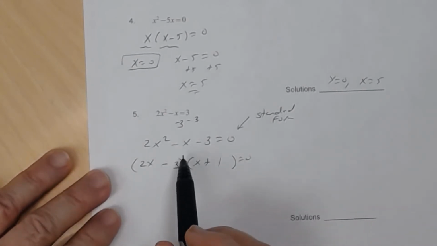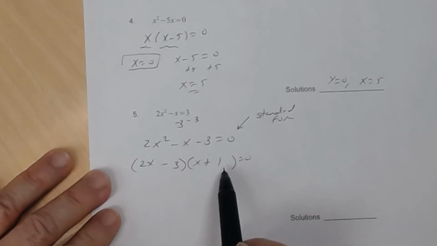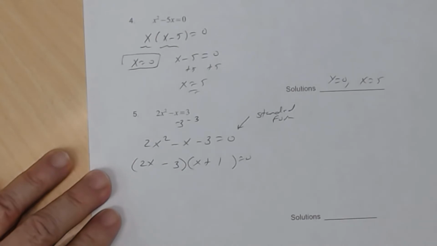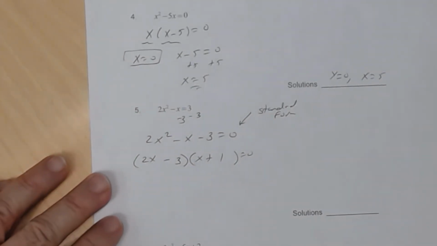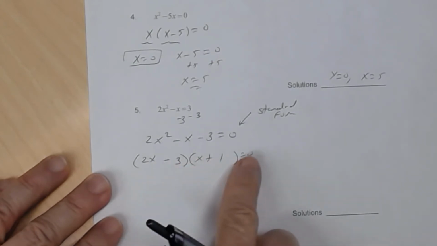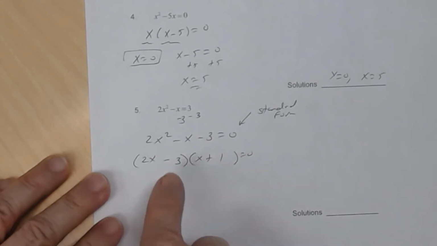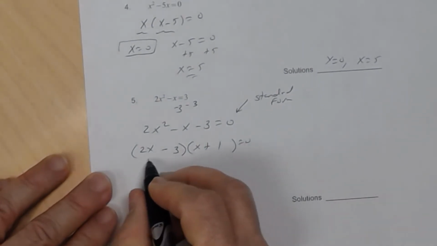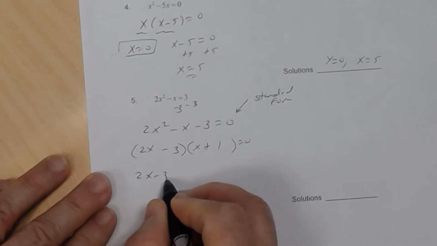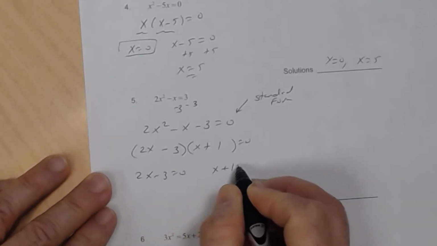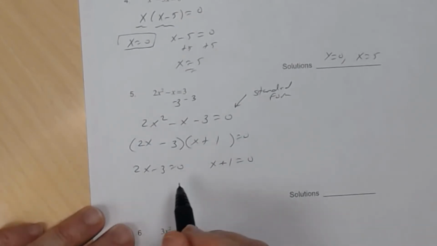All right, now, once you put it in standard form, and once you factor, remember the next step is to use the zero factor property. So I have two factors whose product is 0. The only way I can get a product of 0 is if one of these factors is 0. So let's determine what x makes each factor equal to 0. So 2x minus 3 equals 0, x plus 1 equals 0. So I went from a quadratic equation to linear.